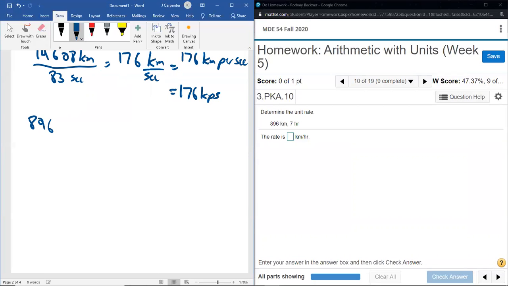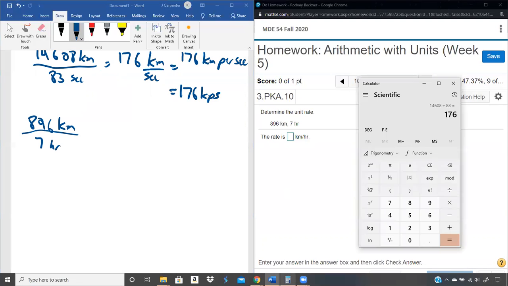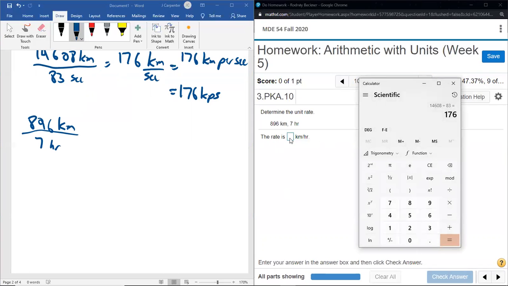896 kilometers per, so over 7 hours. And let's just do that division. It might divide perfectly. It might be a decimal. Since they don't tell us to round anywhere, I'm going to assume it's not going to go on forever and ever and ever. 896 divided by 7. And we get 128.